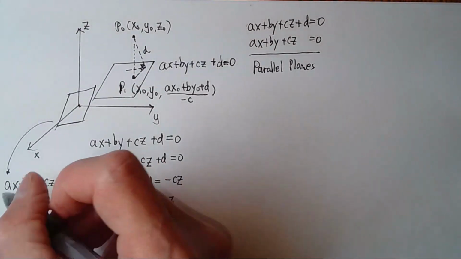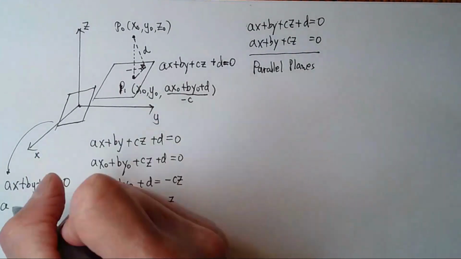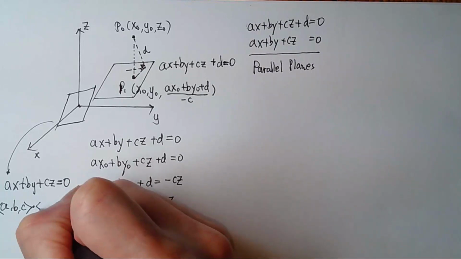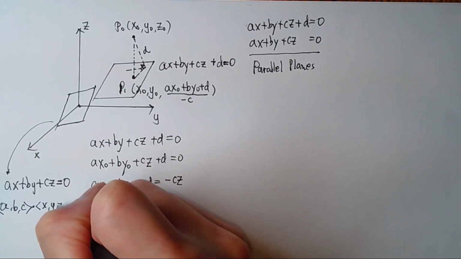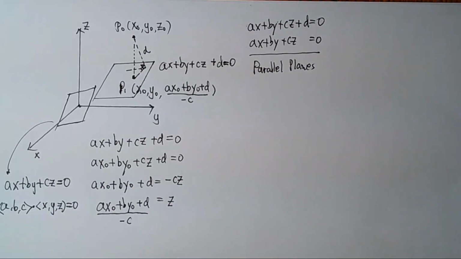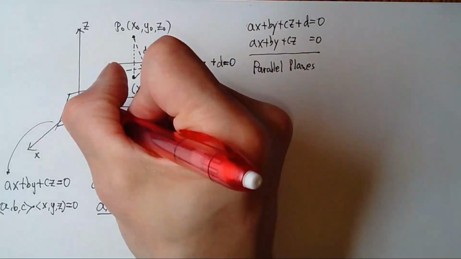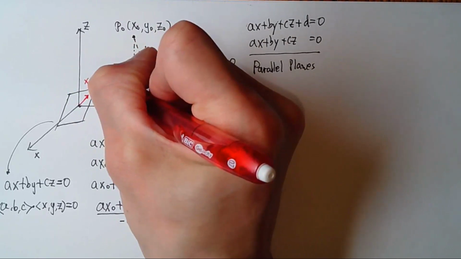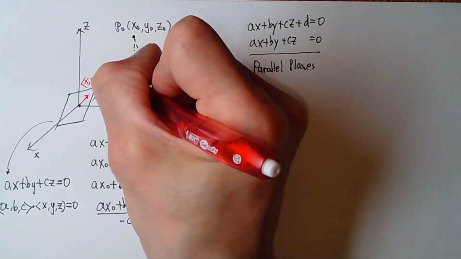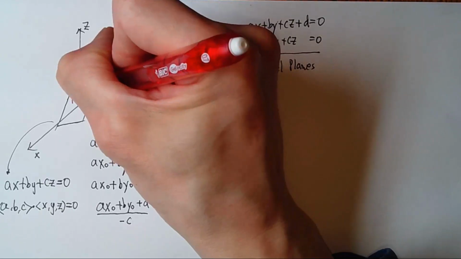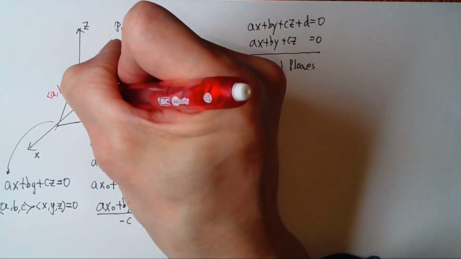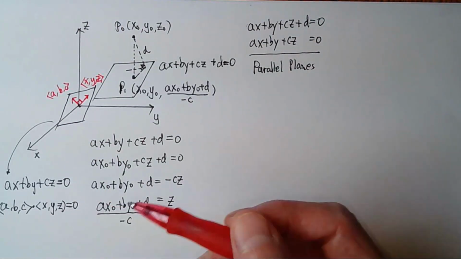But this one can be written as a vector equation. I have the vector ABC dot the vector xyz equals 0. So it is the position vector xyz on the plane, and there is the vector ABC, and they are perpendicular because the dot product equals 0.